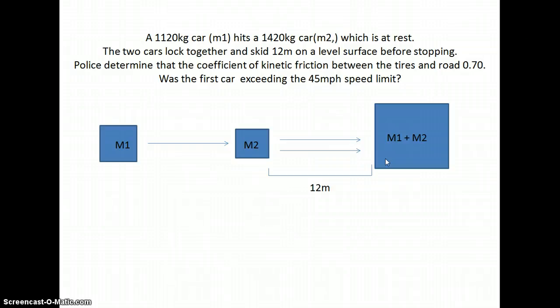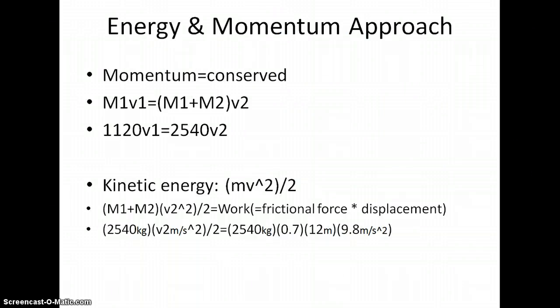So to solve this problem, I will use the momentum and energy equations. So for the energy and momentum approach, we know that momentum is conserved. And because the two cars locked, the general equation will be m1v1 equals the sum of m1 plus m2 times v2. Plugging in numbers, it would be 1120 v1 equals 2540 v2.